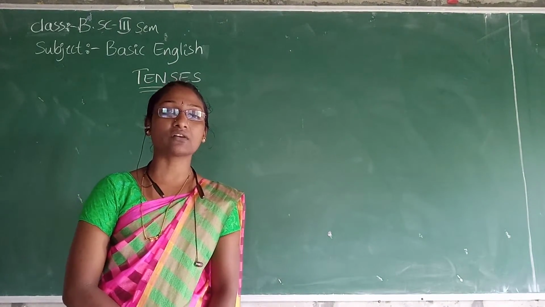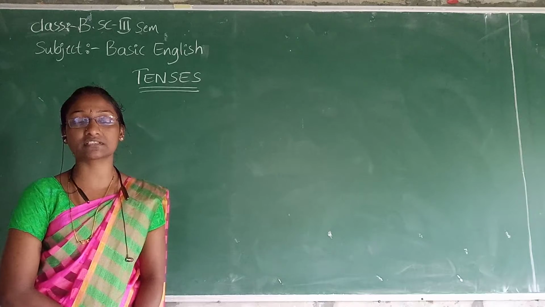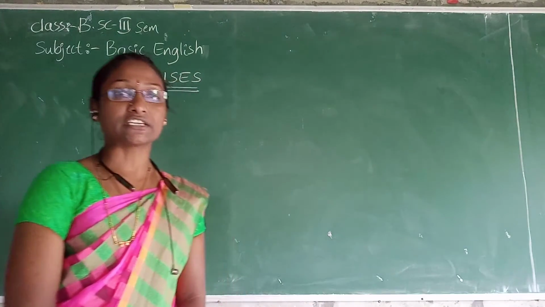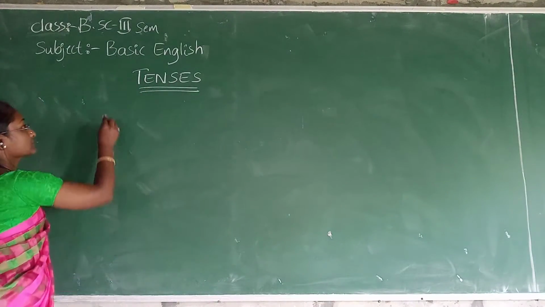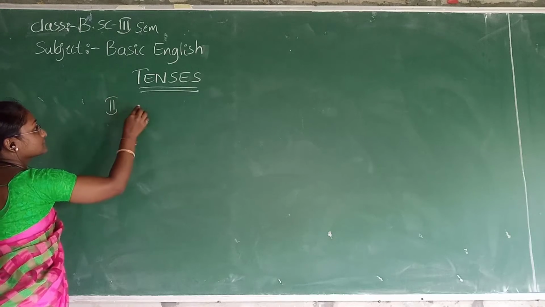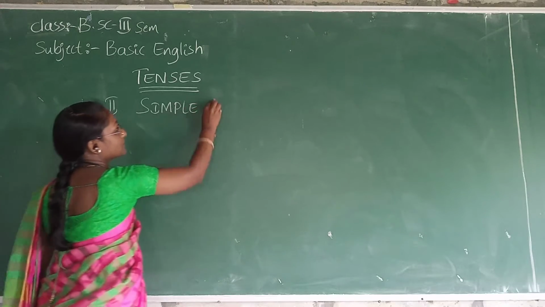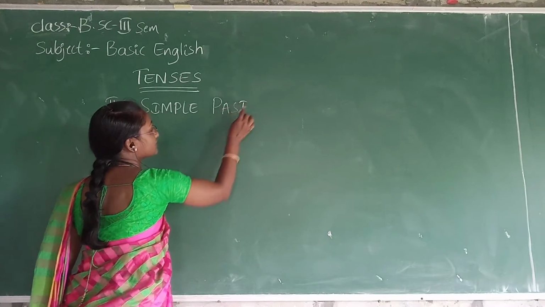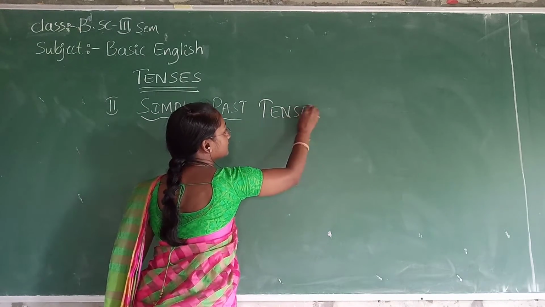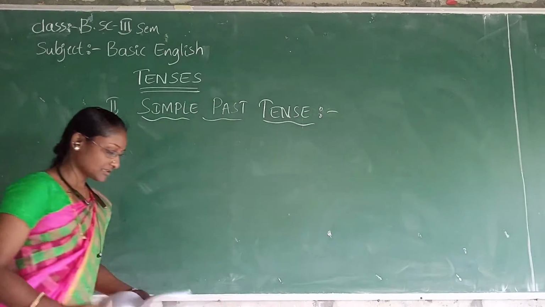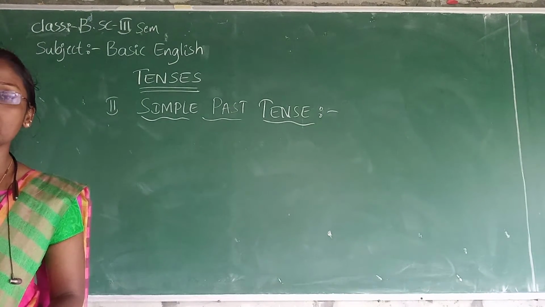In our last class we learned simple present tense, present perfect tense, present perfect continuous tense and present continuous tense. Today we will learn about the simple past tense. It is used to express an action or event in the past.